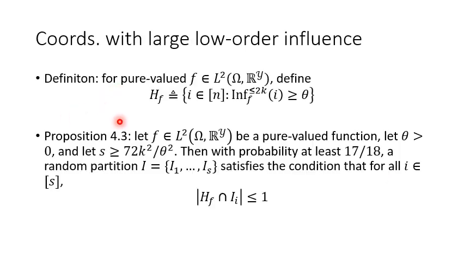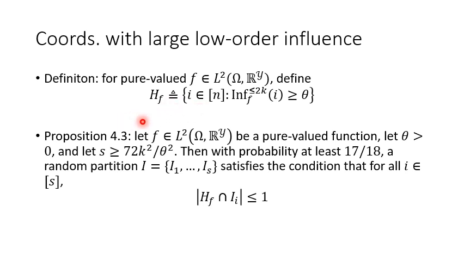Now we'll prove the proposition named coordinates with large low order influence. So we'll first define the set of coordinates with large low order influence. For pure valued f, we'll define HLF to be the set of coordinates such that their low order influence is large. And now we will prove that with high probability, a random partition of the coordinates completely separates this set.